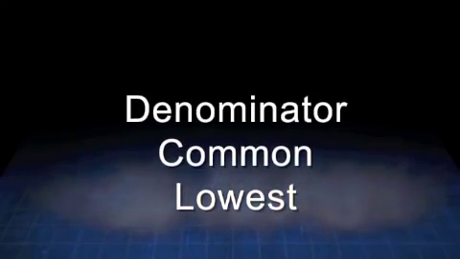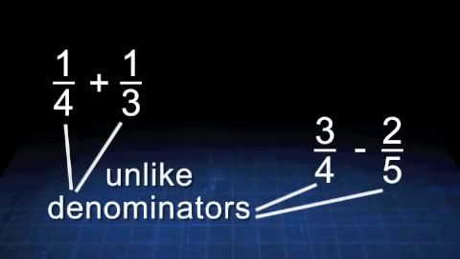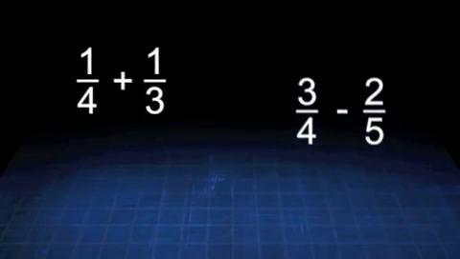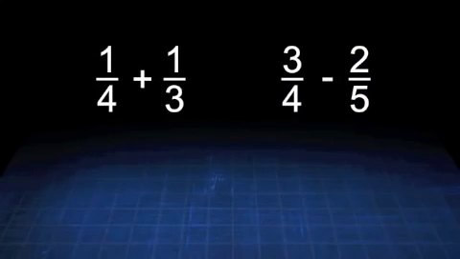Lowest common denominator. Today we will learn about adding and subtracting fractions with unlike denominators. When adding and subtracting fractions, denominators have to be the same. When denominators are not the same, we have to change them. For example, adding 1/4 and 1/3 is not possible until both denominators are equal.